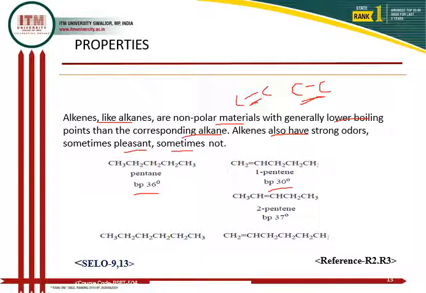Understood? And here we can have two types of pentene. We have 1-pentene and 2-pentene. But both their boiling points are lower than pentane. Understood?